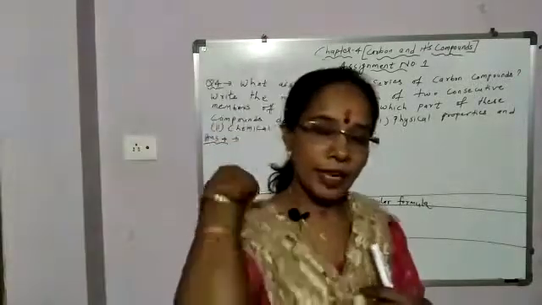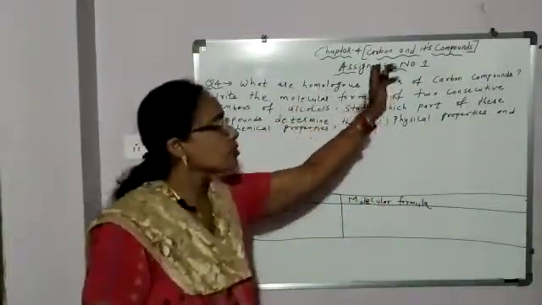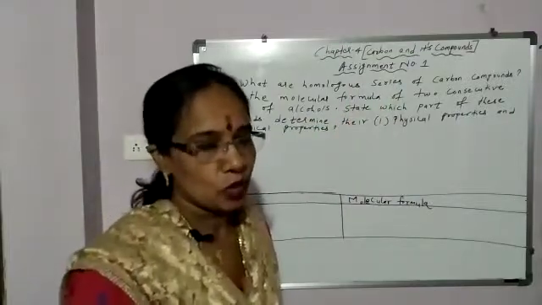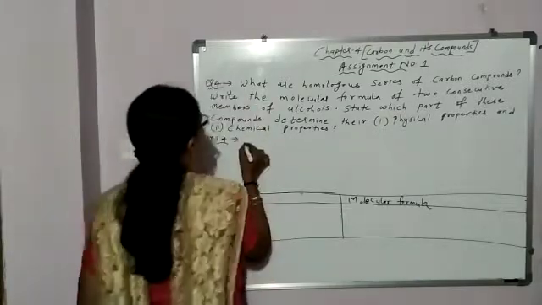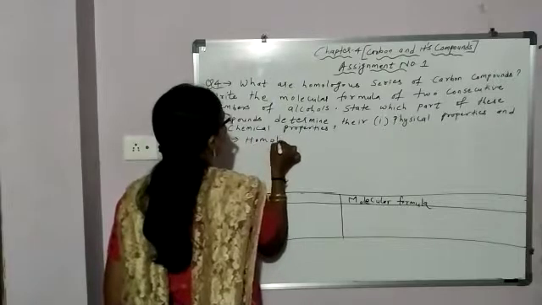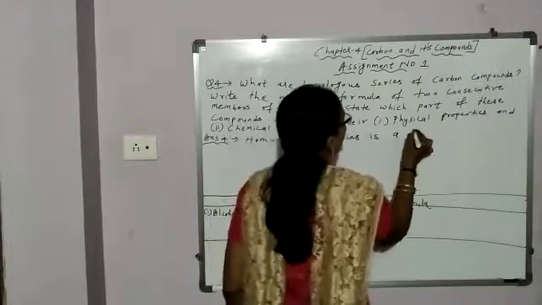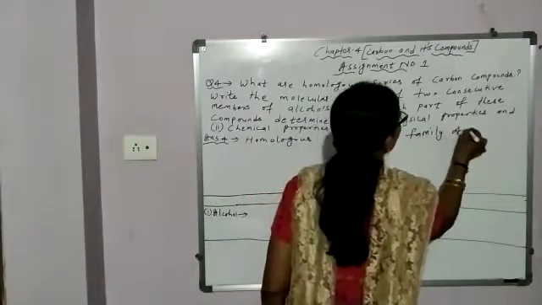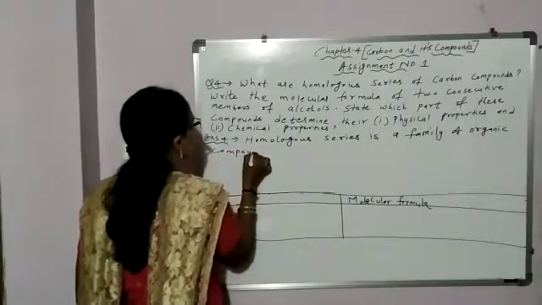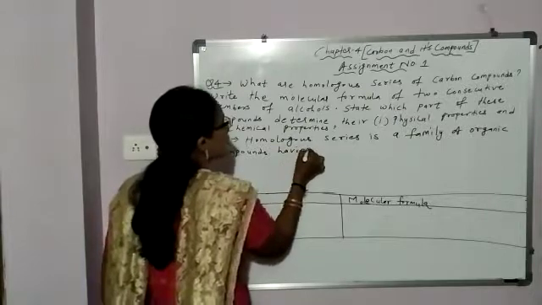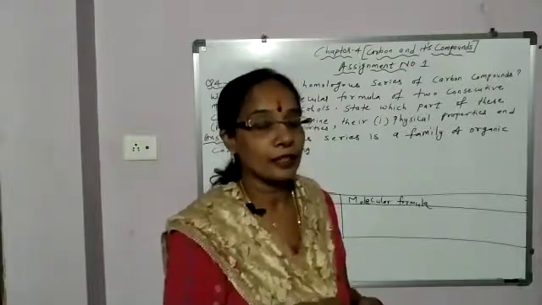Now our next question is question 4. What are homologous series of carbon compound? Very important. So what are homologous series? Homologous series is a family of organic compound having same functional group, and functional group, students, it determines the chemical property of the molecule.